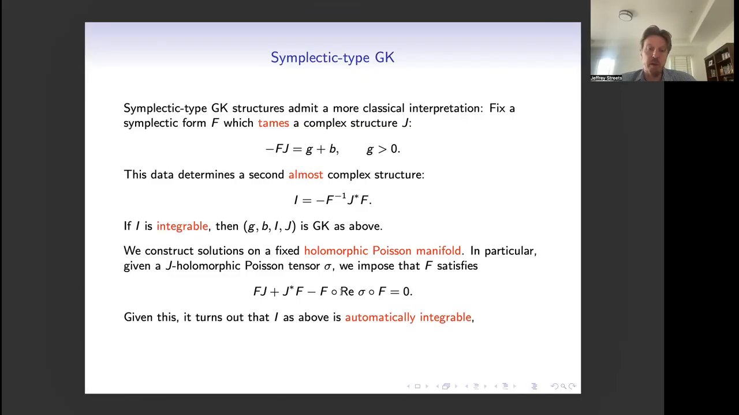All right, but yeah, so if you can solve this equation, then indeed the structure is generalized Kähler, and the Hitchin-Poisson tensor pi will be the real part of sigma, and then we've prescribed the data as I described.